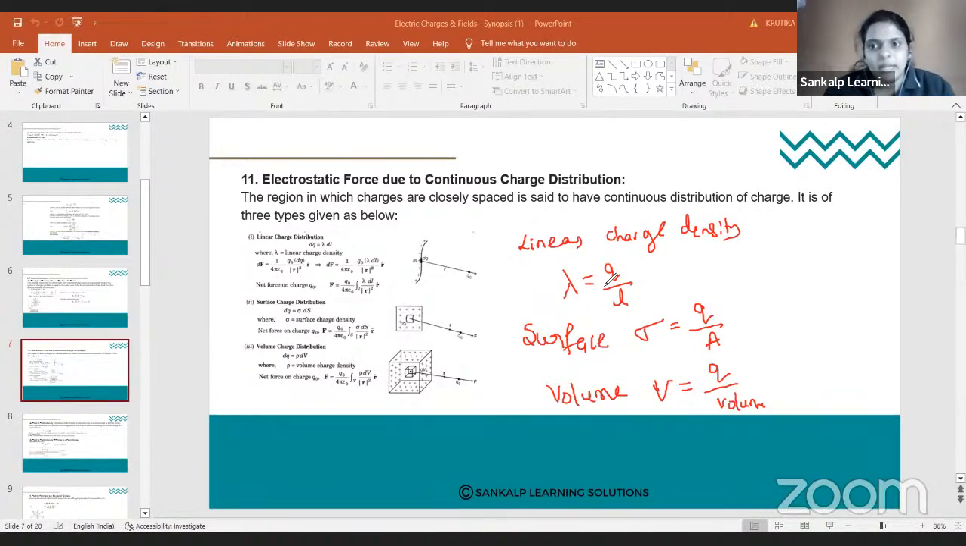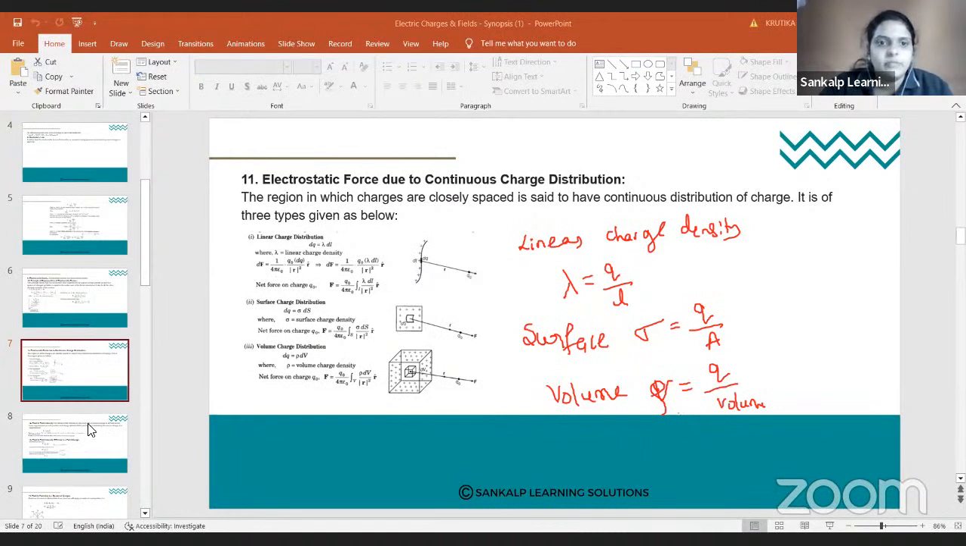Yes. So in all of them, charge by something comes. So charge by length is linear, charge by area is surface, and charge divided by volume is volume charge density. Yes. So remember these three concepts. We will actually use these when deriving Gauss law. Okay, so volume charge density is denoted by rho. So I'll go for the next point.